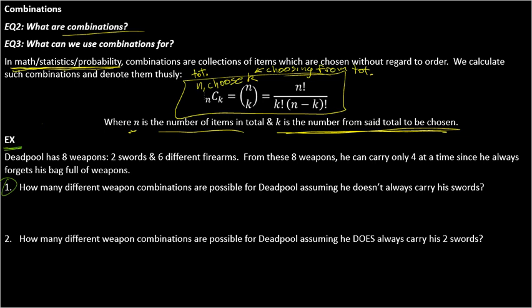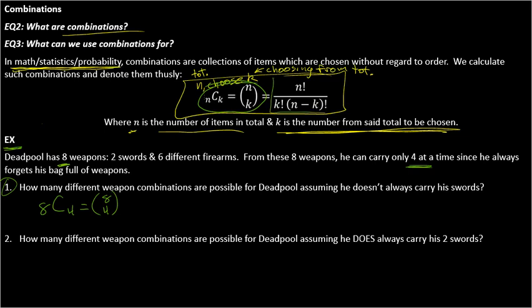So what that would mean is that he's got 8 weapons, and he wants to choose only 4. From his 8 weapons, the 2 swords and the 6 firearms, he can only choose 4 at any given time, because that's all he can carry. So using this notation, we're going to say 8 choose 4. Another way to write that is 8 choose 4 stacked like that in parentheses. They mean the same thing.